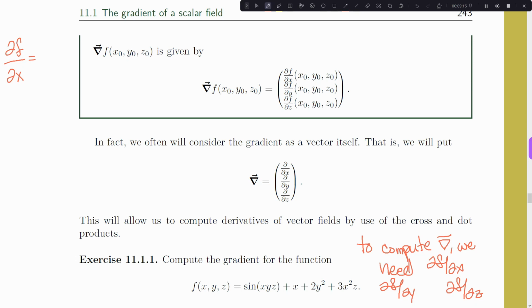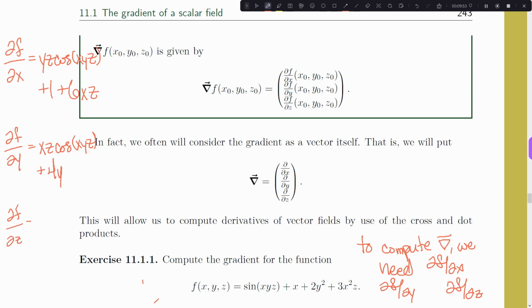Partial f partial x is going to give me yz cosine xyz plus 1 plus 6xz. Partial f partial y is going to give me xz cosine xyz plus 4y. And finally, partial f partial z is going to give me xy cosine xyz plus 3x squared.